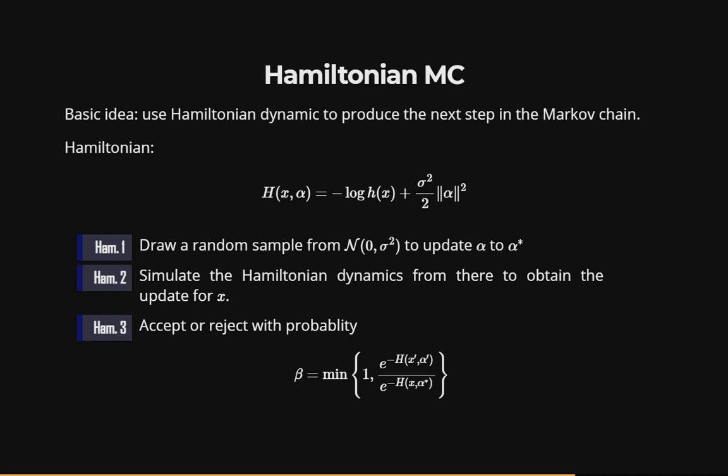Now, what are we comparing here? We're comparing the new value at x prime, alpha prime, with the value after the update of alpha. So here is x alpha star. So from this point to this point, we only ran the Hamiltonian dynamics.